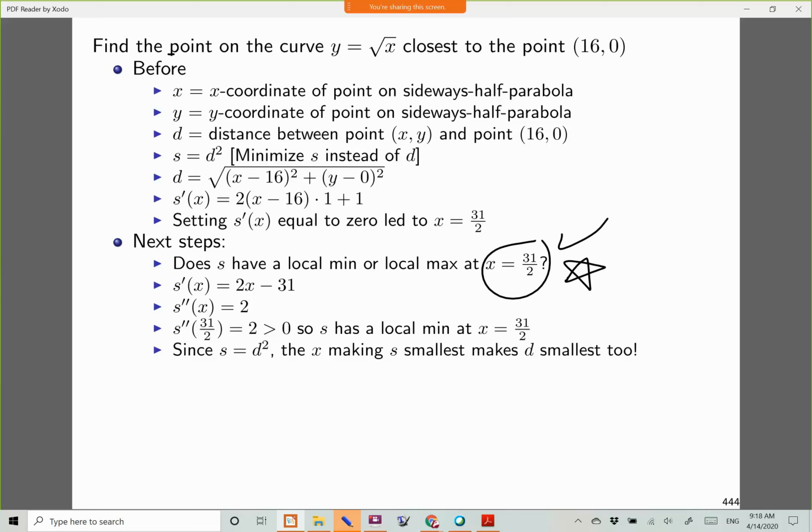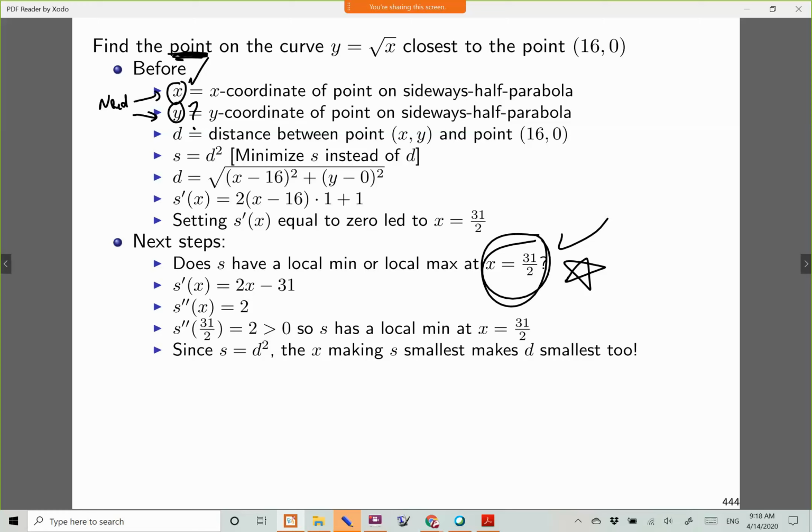But now we need to go back and look at the question. It says find the point. And a point has an x coordinate and a y coordinate, so we need this and we need that. We've got the x coordinate, it's right here, but we need the y coordinate. So how do we get the y coordinate?